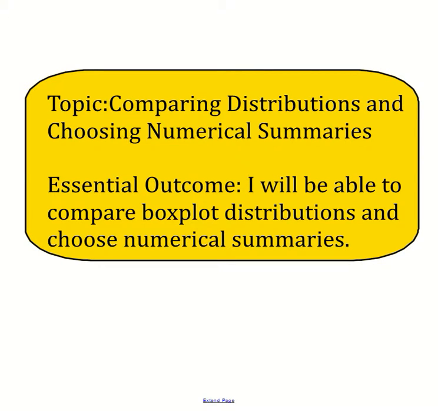This is section 5 of chapter 2b of Probability and Statistics. Our topic today is comparing distributions and choosing numerical summaries. Our essential outcome is that you'll be able to compare box plot distributions and choose numerical summaries for data sets.